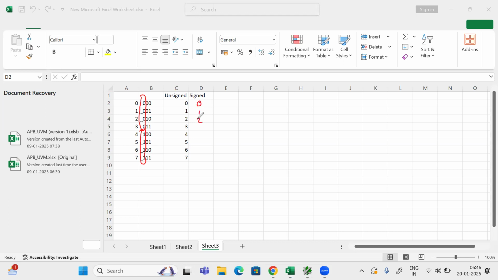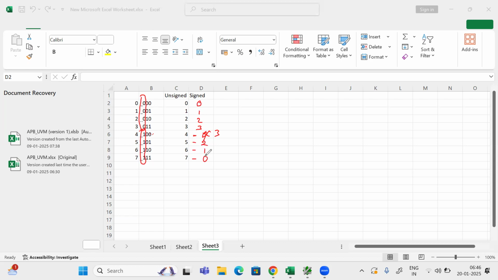Those beginning with one are all negative. What do you mean by 1, 0, 0 in unsigned form? In signed form, 1, 0, 0 is equivalent to what? One means minus. For 0, 0, you don't say it is 0. You do the complement. What is the value? If you complement 0, 0, you get minus 3. It is equivalent to minus 3.